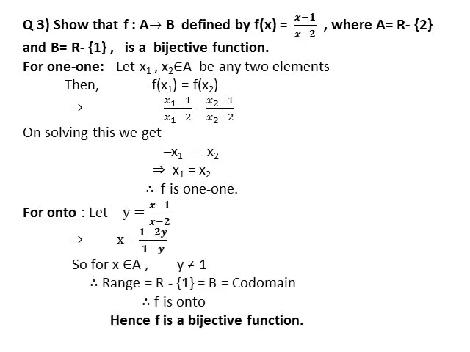For onto, let's calculate range. For range, let y equal (x minus 1) upon (x minus 2). Simplify it and get x in terms of y. Here, x is equal to (1 minus 2y) upon (1 minus y). Now, for all values of x, y is not equal to 1. Therefore, range of the function is equal to set R of all real numbers except 1, which is equal to set B. So, range is equal to codomain. Therefore, f is onto. As f is one-one and onto both, it is a bijective function.